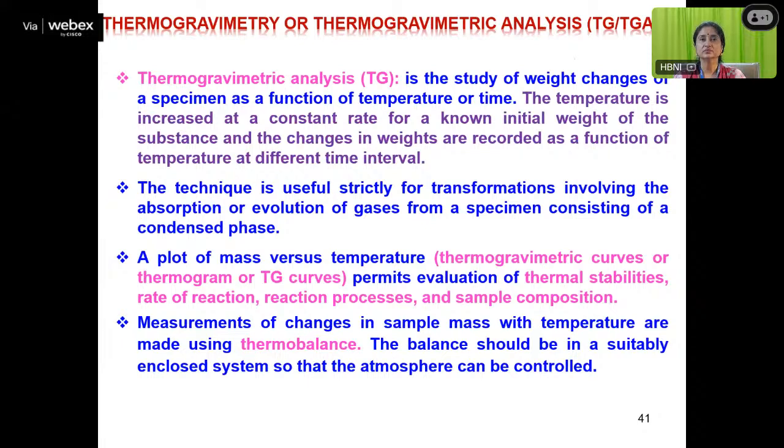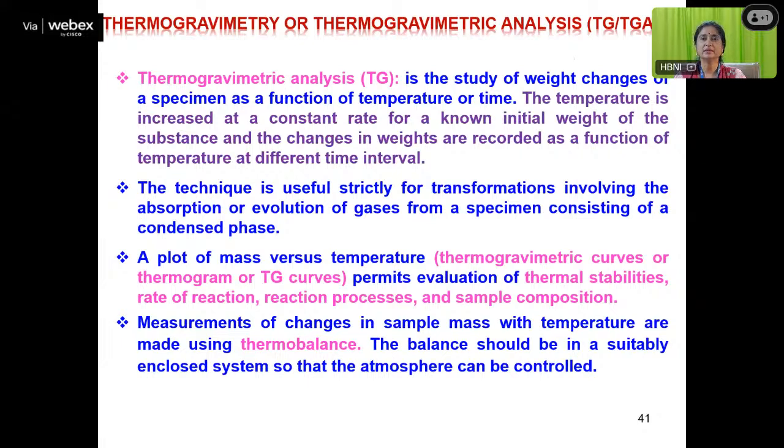And the technique is useful strictly for transformations involving the absorption or evolution of gases from a specimen consisting of a condensed phase. Now a plot of mass versus temperature, which is called thermogravimetric curves or thermogram or TG curves, permits evaluation of thermal stability, rate of reaction, reaction processes, and sample composition. Now measurements of changes in sample mass with temperature are made using a thermobalance.